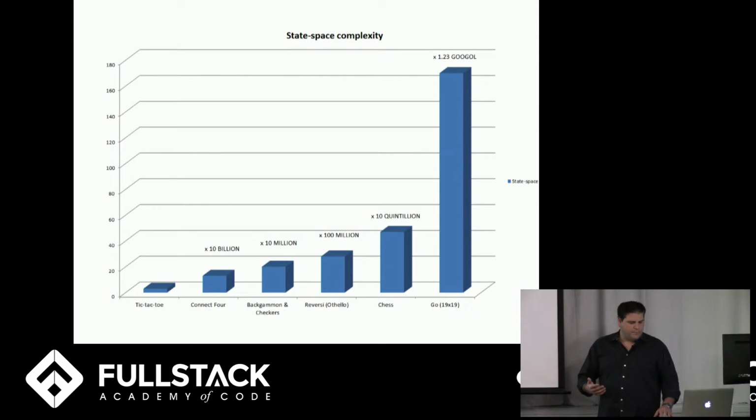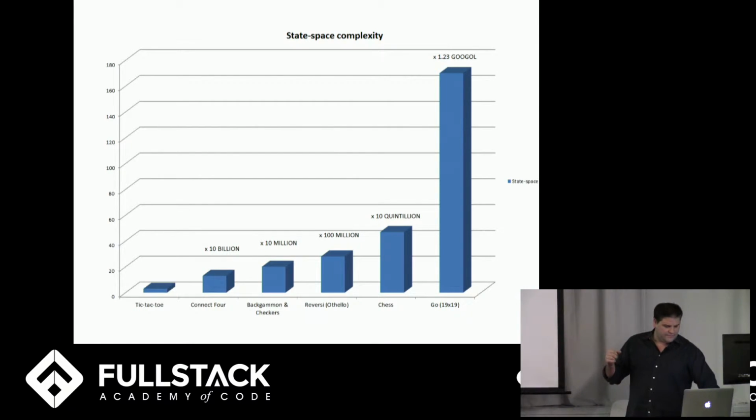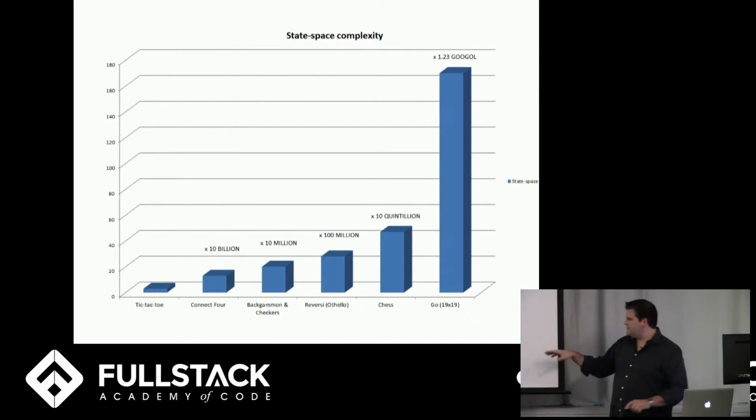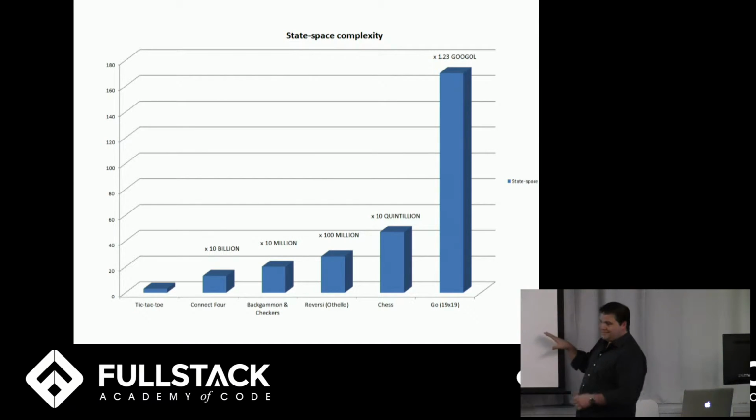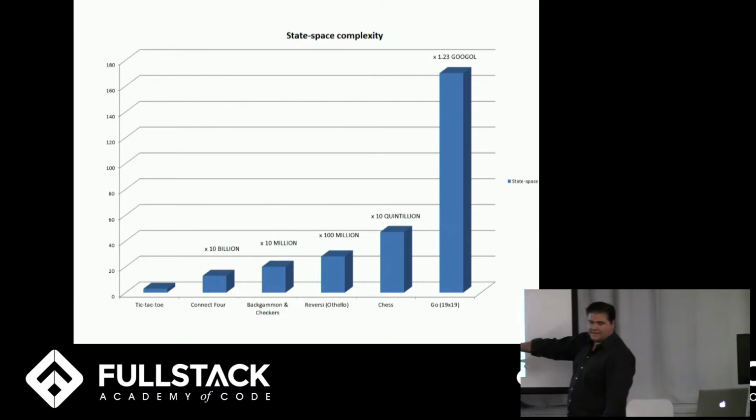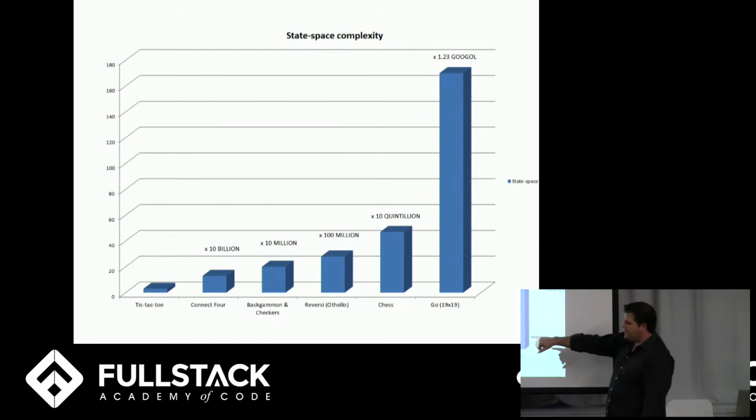Here's a quick history and a graph, just to give an idea of some of the complexity, and then I'll come back to this. So you have tic-tac-toe here. Now this is essentially a logarithmic graph, so it isn't drawn to linear scale by any means. Tic-tac-toe has 9 squares, as we all know, and 3 possibilities for each square. That represents about 20 to 30,000 unique positions.